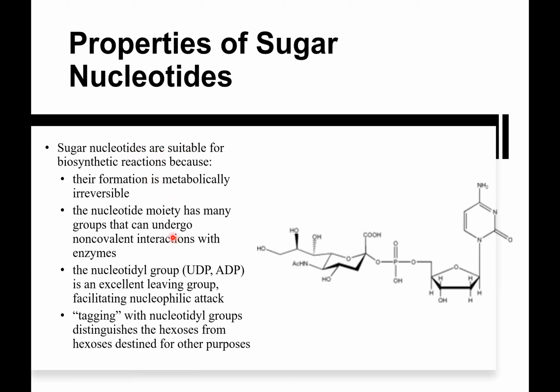So we said that the nucleotide moiety here can undergo a lot of non-covalent interactions with the enzyme. So we like that, we get some binding energy out of all this, right? And then as it turns out, once we get into the enzyme active site, this turns out to be a very good leaving group and helps facilitate nucleophilic attack. And then finally, tagging this sugar molecule with this nucleotide group helps distinguish the fate of this hexose, right? It's saying, okay, you're going to go for glycogen synthesis and not pursue other possible fates for glucose.